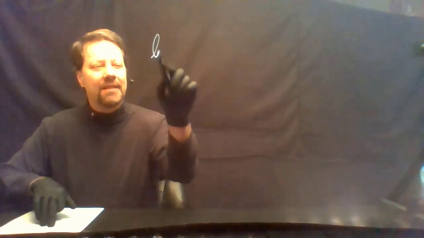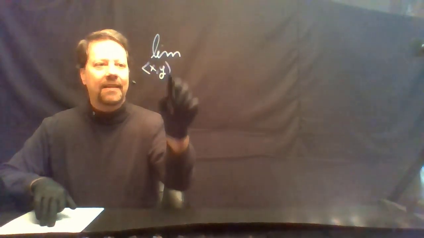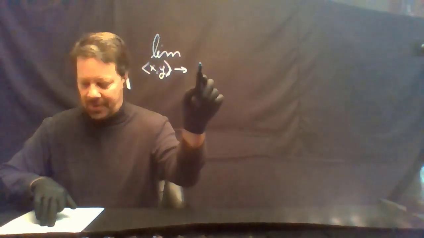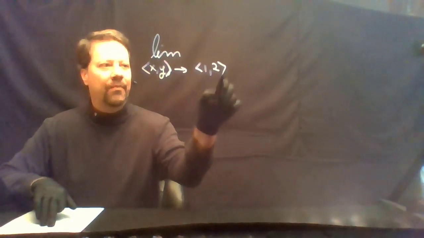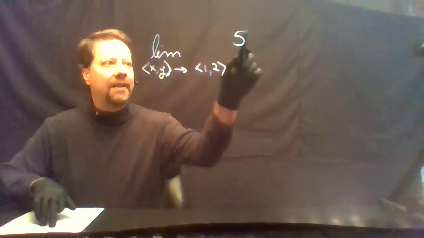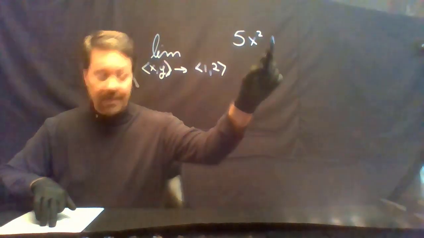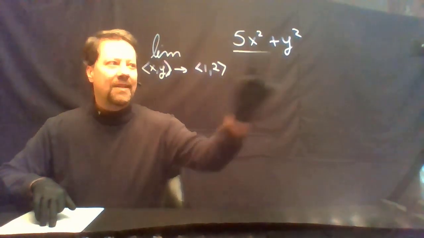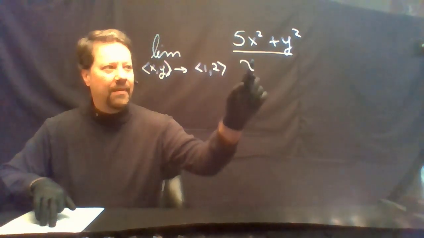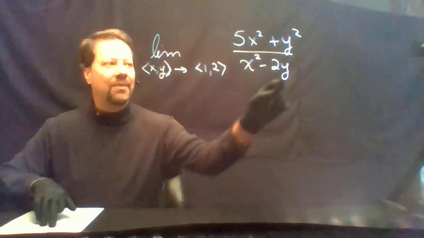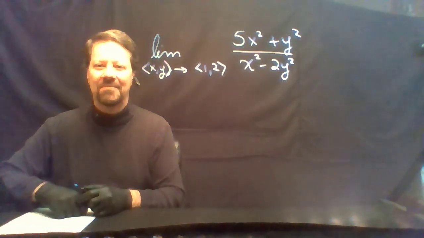In problem 1, I ask you to evaluate the following limits. If a limit does not exist, explain why. On the first limit, we have the limit as xy goes to the point 1, 2. The function is 5x squared plus y squared over x squared minus 2y squared.